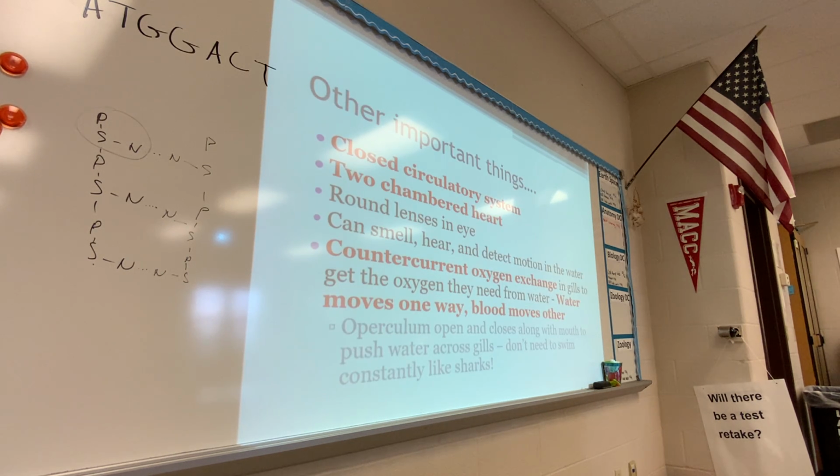So other things that are important is they have a closed circulatory system. We mentioned before an open circulatory system where the blood kind of sloshes around inside, but that is not the case for fish. They are more advanced, so they do have a closed system, and they also have a two-chambered heart. We're not going to see a more advanced heart until we get to the more advanced animals, so we'll see a three-chambered heart in amphibians, which will be the next animal that we study.